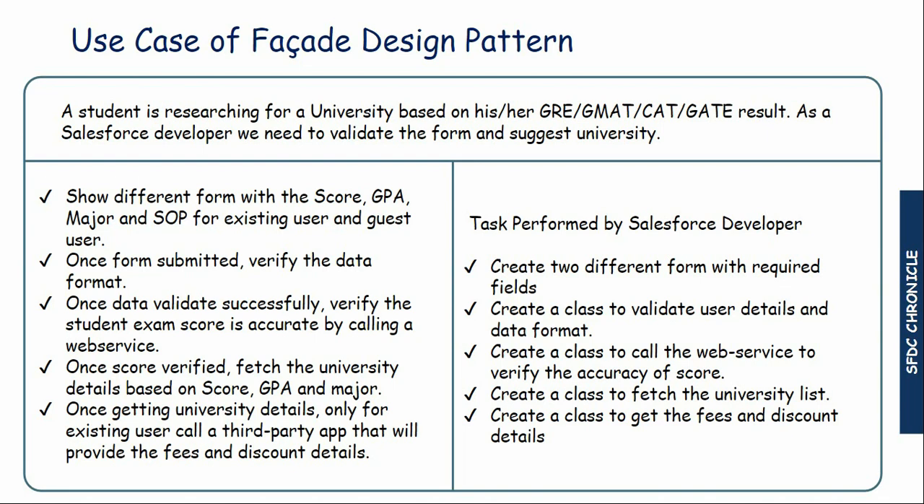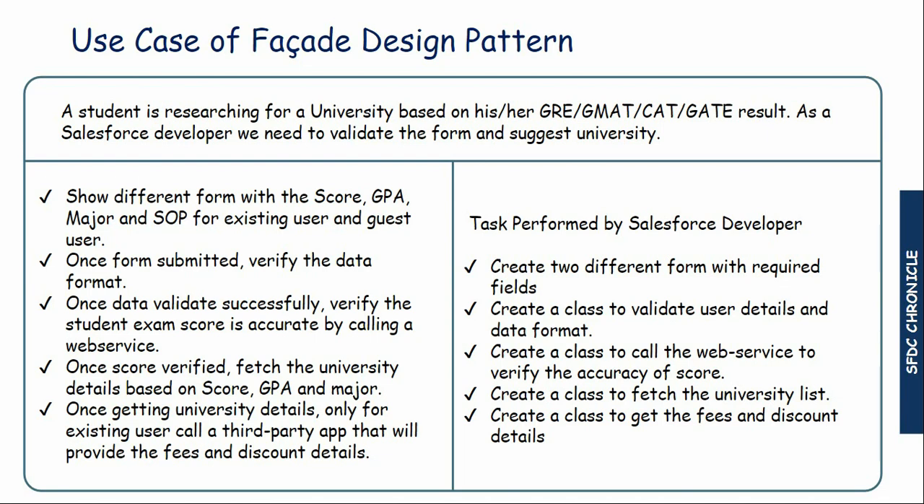Now as a Salesforce developer, what will we do? We'll first create two forms with all the required fields. Then we create a class to validate user details and data format. Then we call the third party web service to verify whether the score is correct or not. And then we call another class to fetch the university list, and we call an API, a third party app, to check the fees and discount details.